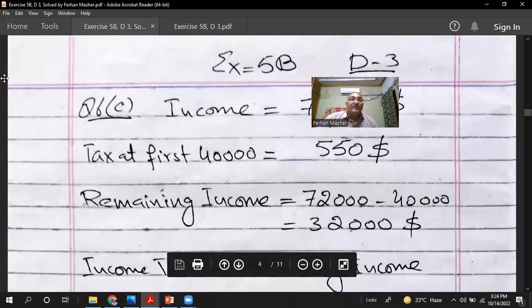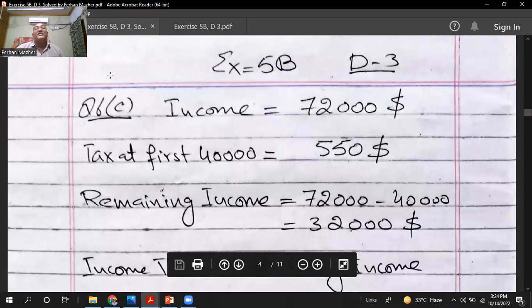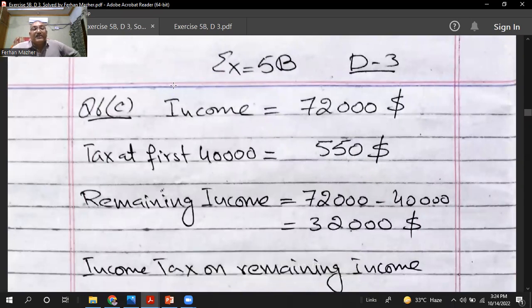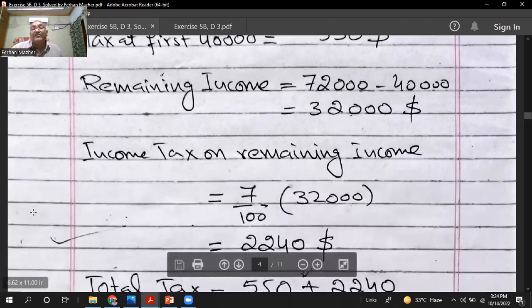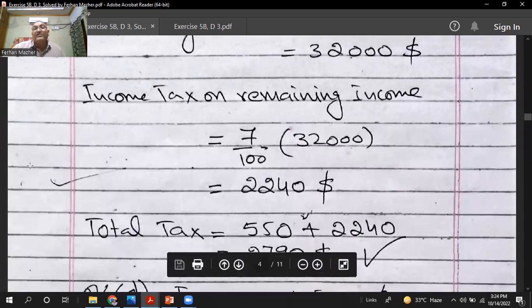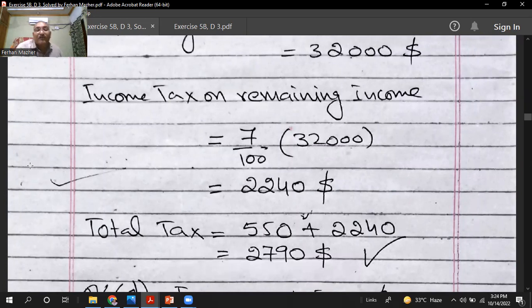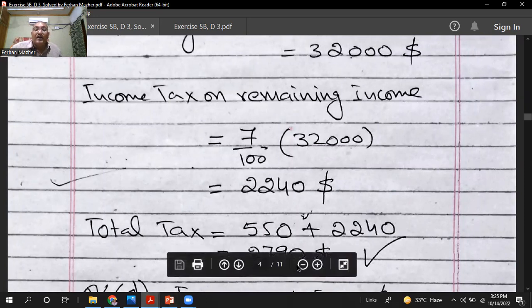Okay. So they say, okay, income is $72,000. The tax at the first 40,000 is $550 according to the table. The remaining income is 72,000 minus 40,000, so 32,000. So the income tax on the remaining income will be 7%. So it will be 7 by 100 multiply 32,000, and that will be $2,240. And so the total tax is 550 plus 2240. So the total tax payable will be $2,790. So this is how you will do this part.